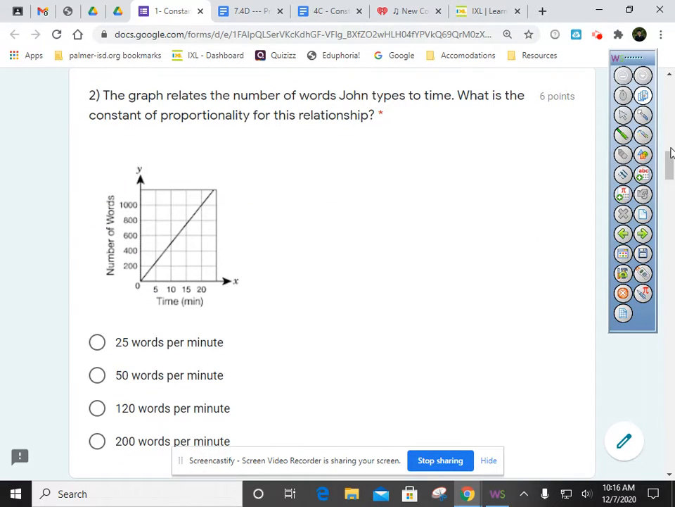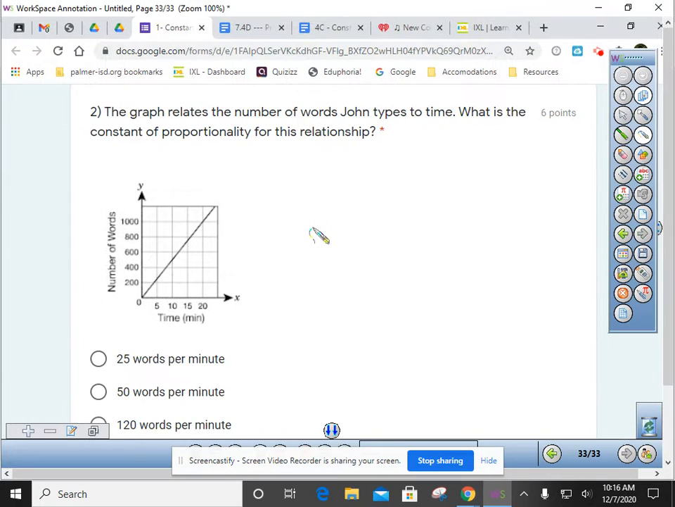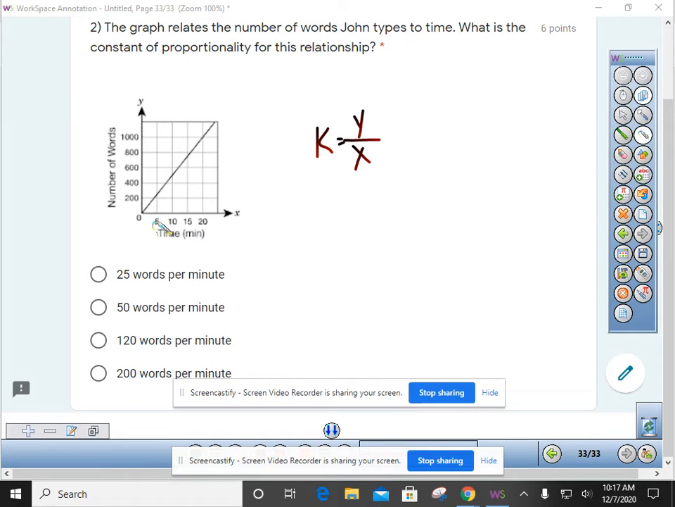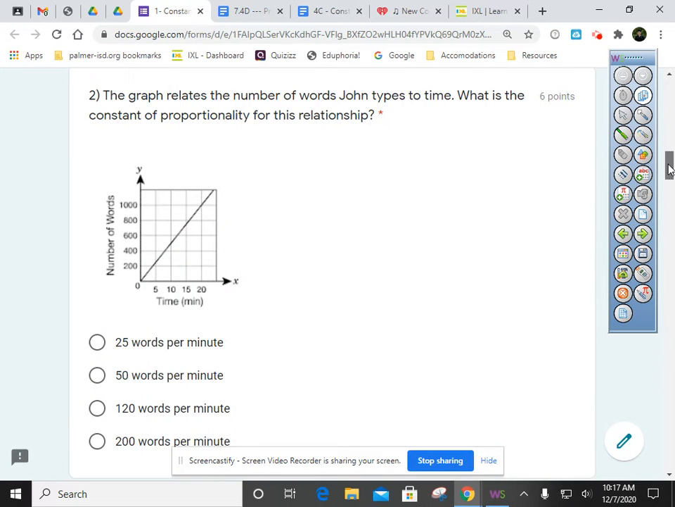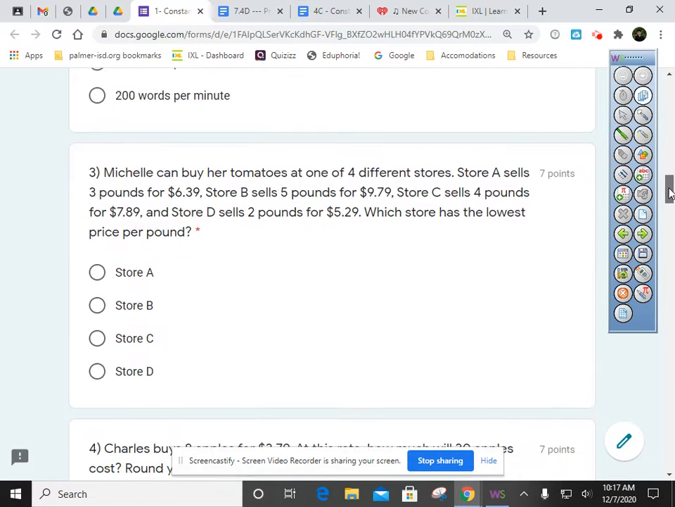I'm going to read number two. Number two, the graph relates the number of words John types to time. What is the constant of proportionality for this relationship? Remember, what is the formula for constant of proportionality? K equals y divided by x. Find where it meets. I don't think it meets there. I'm going to say it meets right here. Fill in the y, fill in the x, divide them out. Again, if you need to pause to do your work. I'm going to move to number three.